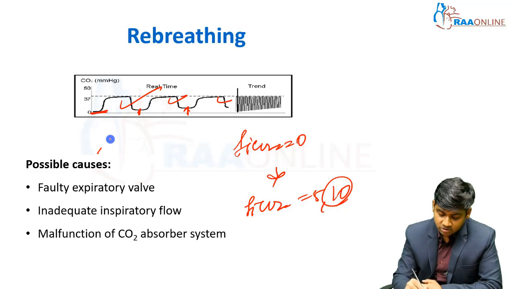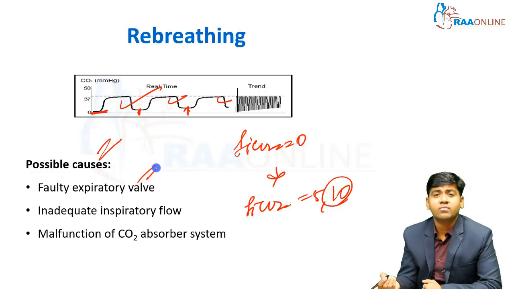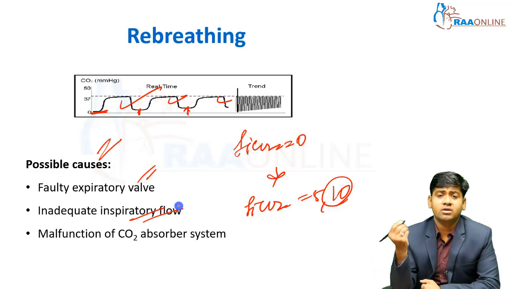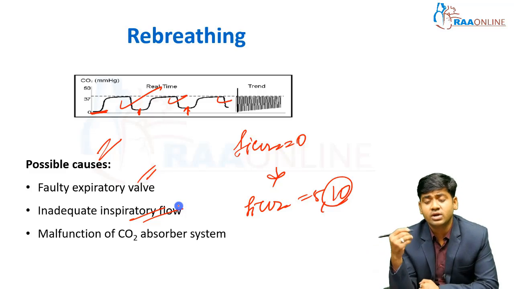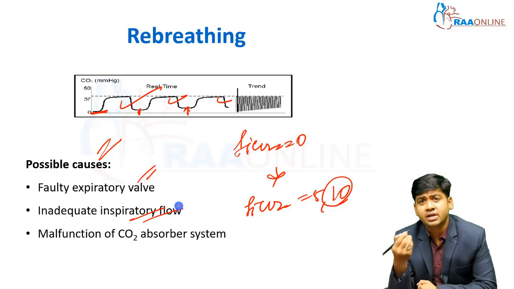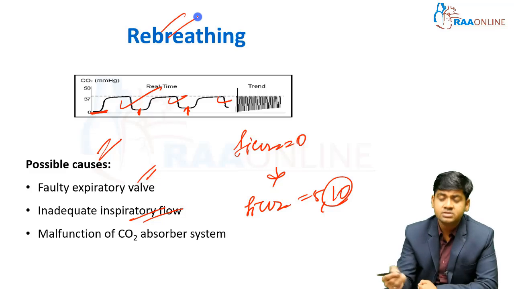So the possible causes are a faulty expiratory valve, the expiratory valve may be malfunctioning, or inadequate inspiratory flow. There is a term known as low flow anesthesia, we will discuss low flow anesthesia. In low flow anesthesia, the CO2 is not completely eliminated from the circuit. In the next breath, the patient takes in the CO2. That is, there is an inspired fraction of CO2 in the inspired gases. At that time, we get this rebreathing.